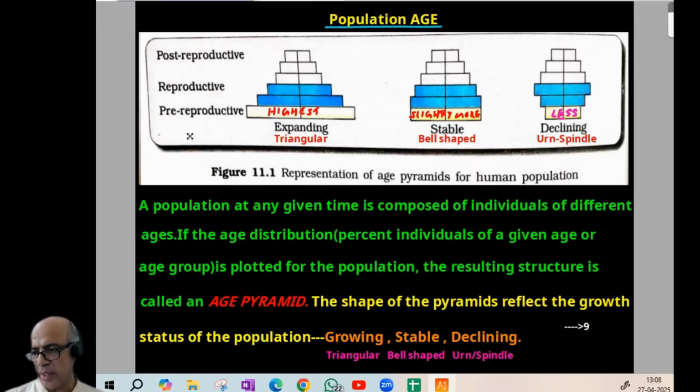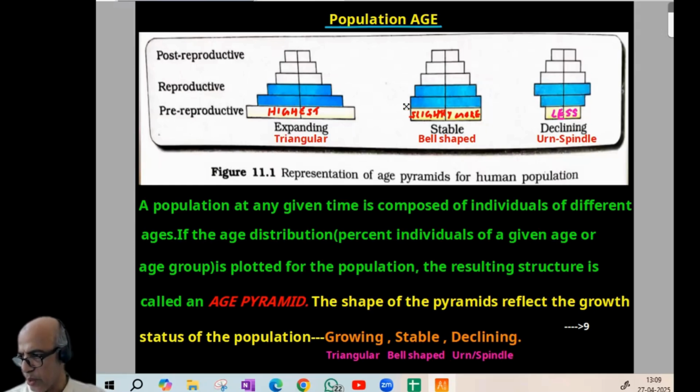The basic idea is, if pre-reproductive is more in number, after some years, in our case, it will be entering into reproductive, then post-reproductive. So pre-reproductive more means reproduction will be more within 5 to 6 years. So population will grow that way.